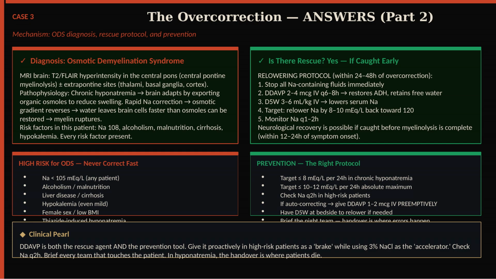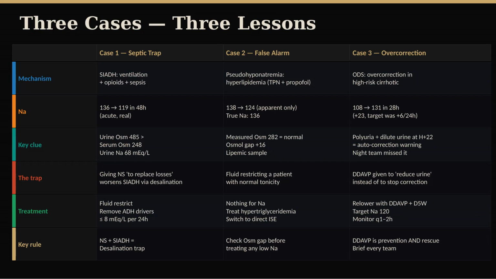The pearl ties it together. Desmopressin is both the rescue and the prevention. Use it as the brake, while 3% saline is the accelerator. And remember where this patient was lost. In hyponatremia, the handover is where patients die. Let's pull the three together, because side by side, they teach the whole chapter.